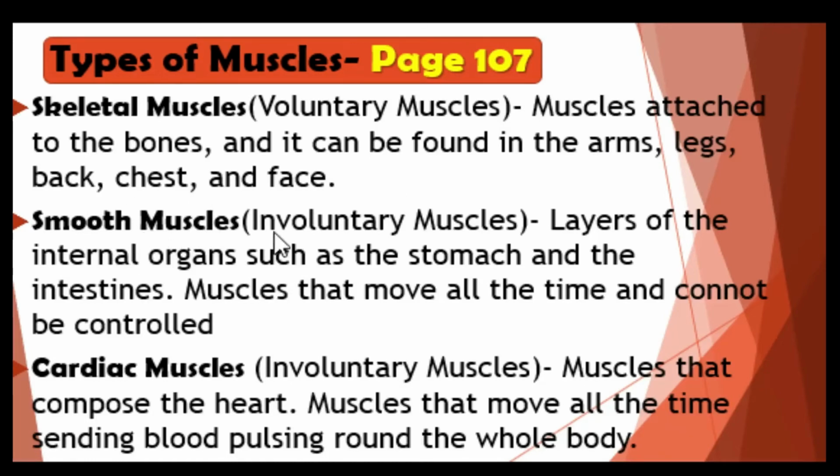Smooth muscles, involuntary muscles, which means you cannot control your muscles. Layers of the internal organs such as the stomach and the intestines, muscles that move all the time and cannot be controlled. Cardiac muscles, it is involuntary muscles. You cannot control the muscles. Muscles that compose the heart, muscles that move all the time, sending blood pulsing around the whole body.